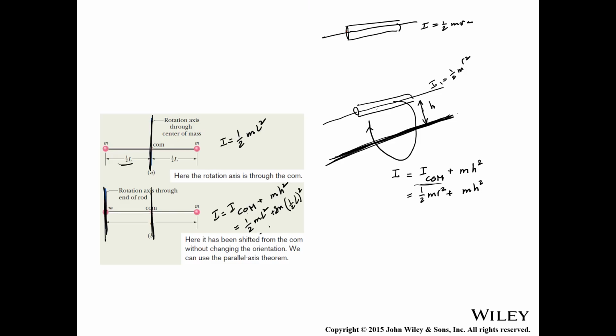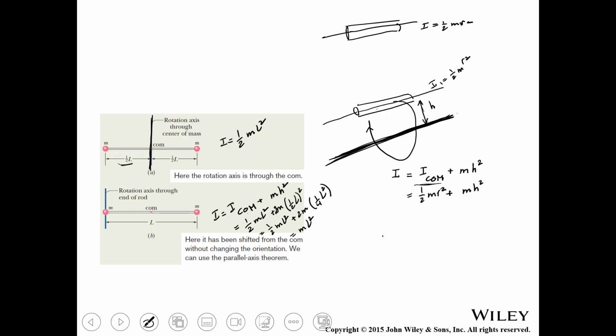This gave me half ml squared plus 2m into quarter L squared, which is ml squared. Now, by the way, I could have solved part B using the same method as part A. So look at part B. I'm interested in this blue axis. Can I use the same formula I used in part A, which is I equals sigma m_i r_i squared, right?